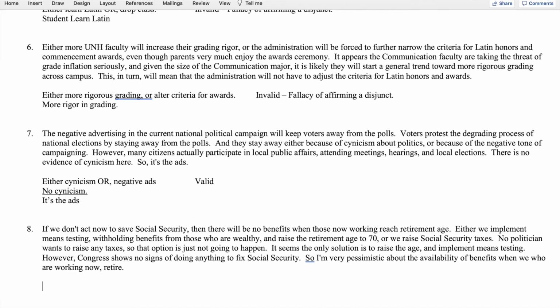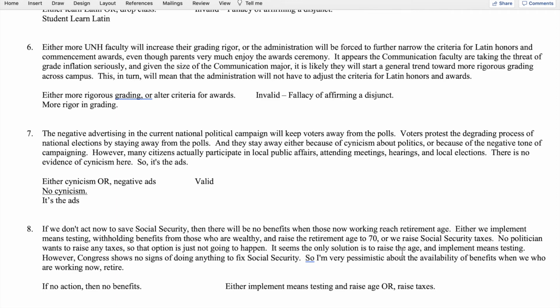So we start with the conditional statement: if no action, then no benefits. There's an efficient abbreviation of that conditional statement. If there's no action on Social Security, then there'll be no benefits for those who are working now. And then we also have a disjunctive statement, either implement means testing and raise the age. We have a double or complex disjunct, or raise taxes.